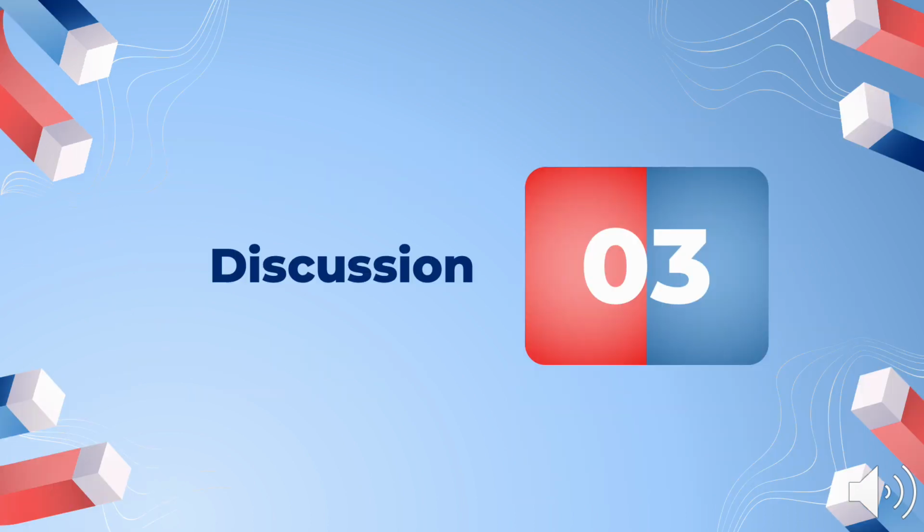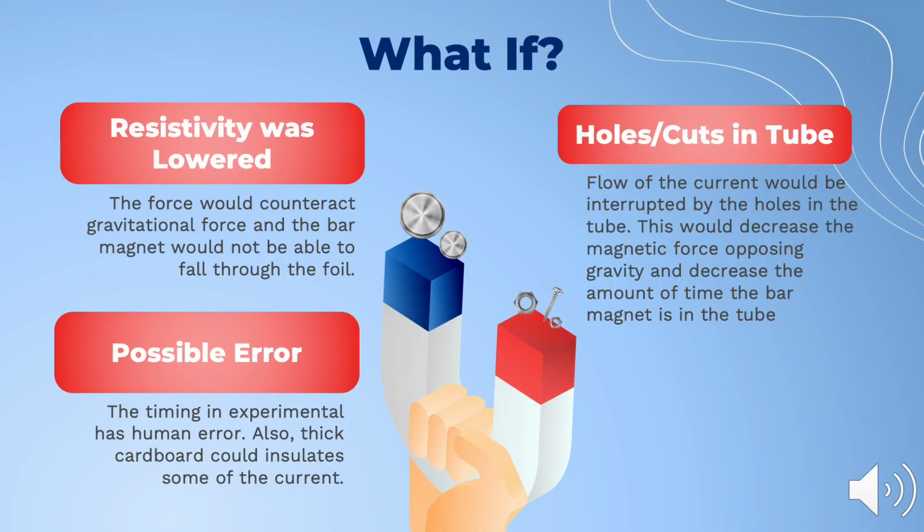Now let's talk about these results. What if the resistivity was lowered? The force would counteract gravitational force, and the bar magnet would not be able to fall through the foil, and this would be maximally efficient. What if there were holes or cuts in the tube? If there were holes in the tube, flow of the current would be interrupted by these holes, and this would decrease the magnetic force opposing gravity and thus decrease the amount of time the bar magnet is in the tube.